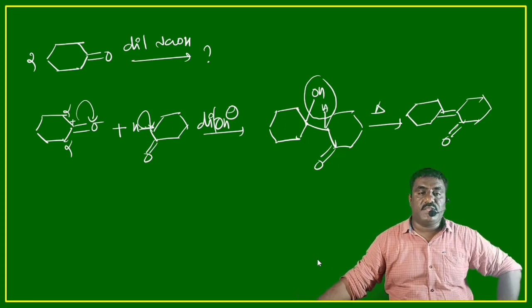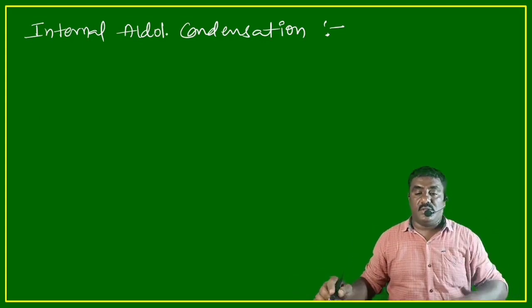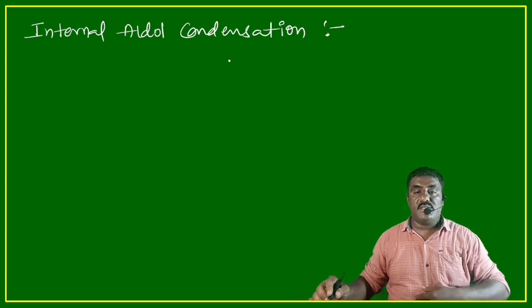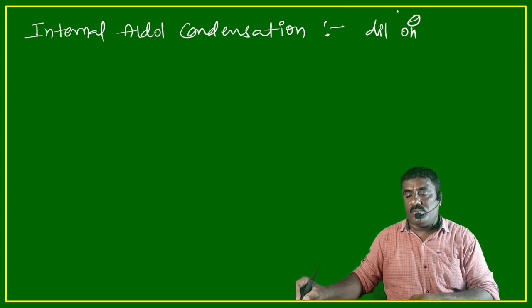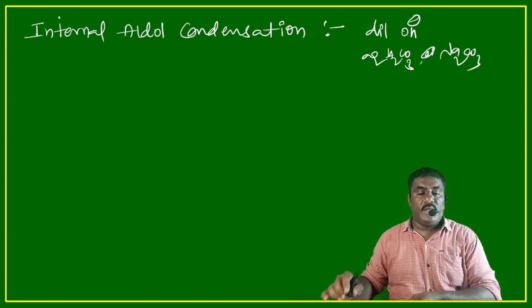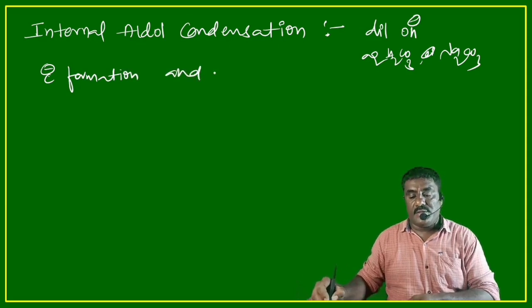Have a look at the next one: internal aldol condensation. In internal aldol condensation, the formation of addition takes place within the same compound. It is also in the presence of a diluted base, or aqueous Na2CO3 we can use. In this reaction, carbanion formation means negative charge formation on carbon, and addition takes place.